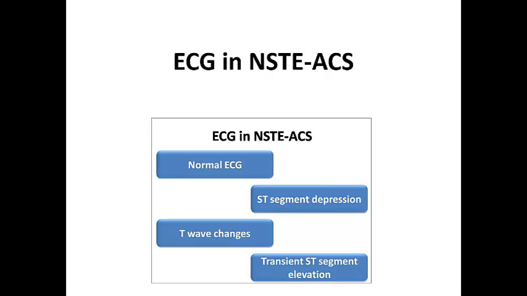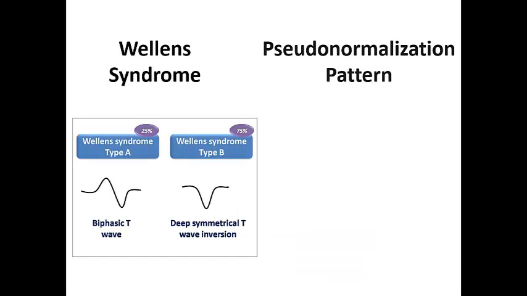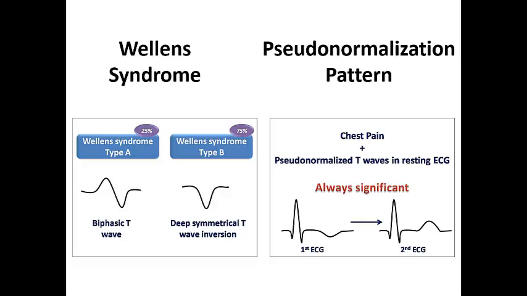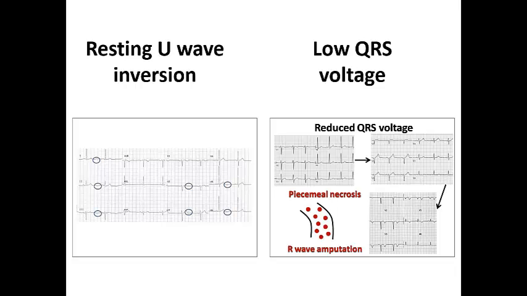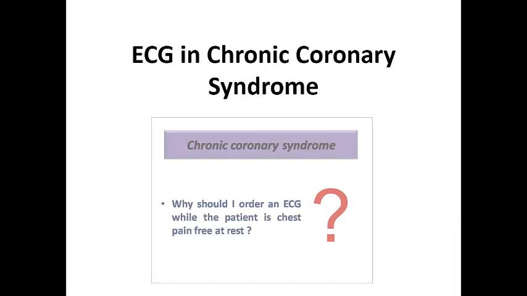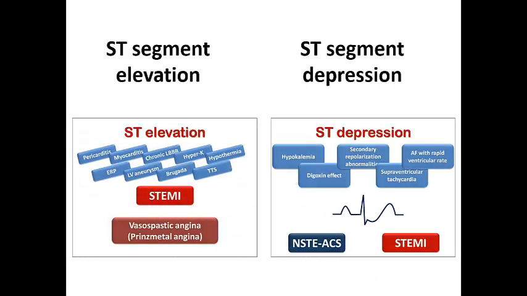We then moved to ECG in non-ST elevation acute coronary syndrome, and we discussed its different patterns in this category. We discussed Wellens syndrome and pseudonormalization pattern and how to detect them. We discussed resting U wave inversion and low QRS voltage, which seem to be two unfamous patterns in the ECG, but of course clinically significant. We then moved to ECG in chronic coronary syndrome, and we discussed the importance of having resting ECG in those patients. Then we have, of course, different lectures that were collective or resume for ST segment elevation, then for ST segment depression to detect its ischemic causes and non-ischemic causes as well.